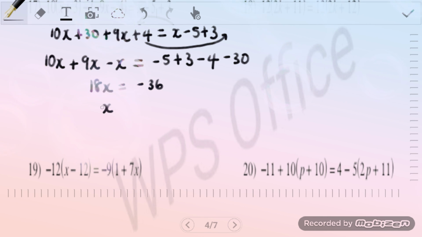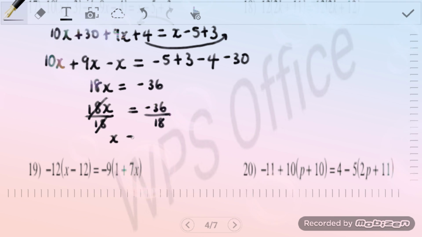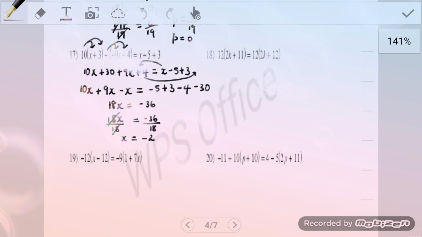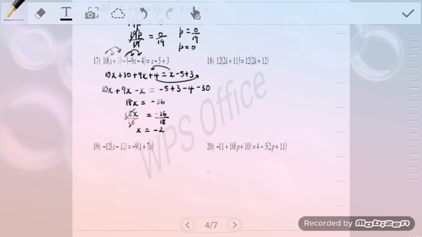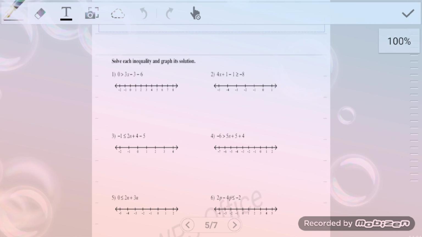So that's 18x, pardon me, divided by 18 is then equal to -36 divided by 18. You're going to find easily that x works out here to be minus 2. All right, so hopefully guys, you are able to do all the other problems on your own.